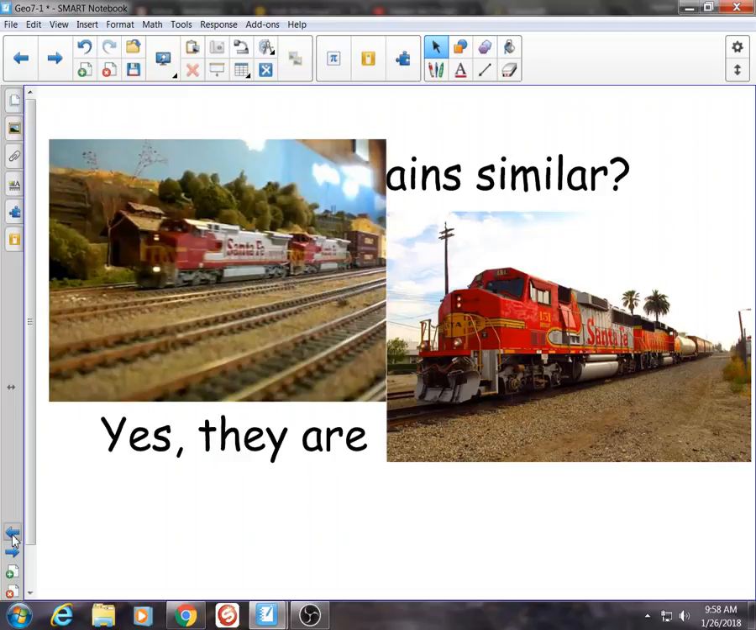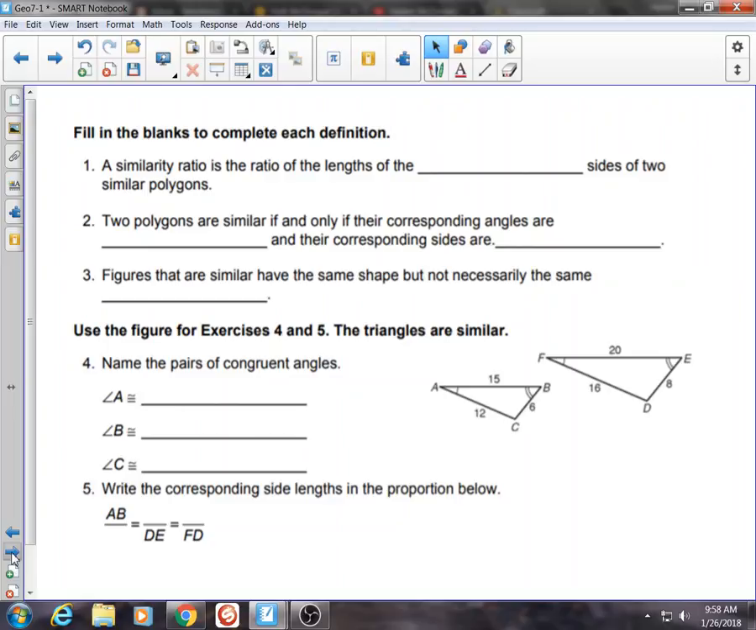Okay, so that's what we're going to talk about today with similarity. I want you to pull out that sheet, and we're going to look through and answer these questions. Number 1. A similarity ratio is the ratio of the lengths of the blank sides of two similar polygons. So my first blank here is going to be corresponding. The corresponding sides of two similar polygons form a ratio.